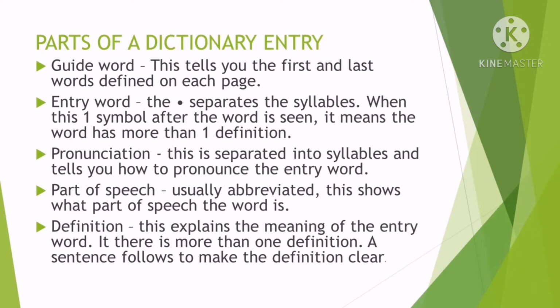The third part is the pronunciation. The pronunciation is separated into syllables and tells you how to pronounce the entire word. Sometimes it has different symbols indicating different sounds and pronunciations. The fourth one is the part of speech, usually abbreviated, which shows what part of speech the word is. And we have the definition, which explains the meaning of the entry word. So that goes with the parts of the dictionary entry.